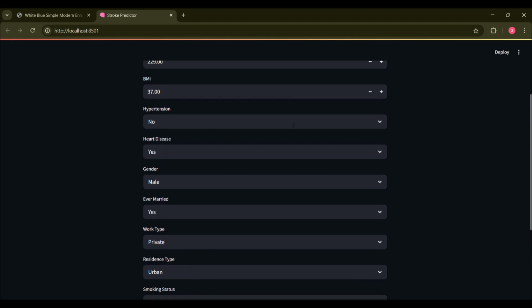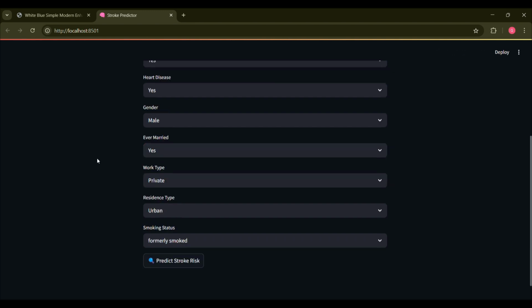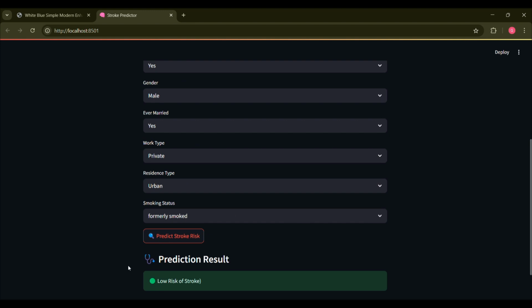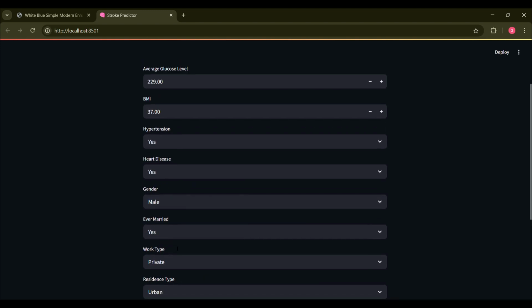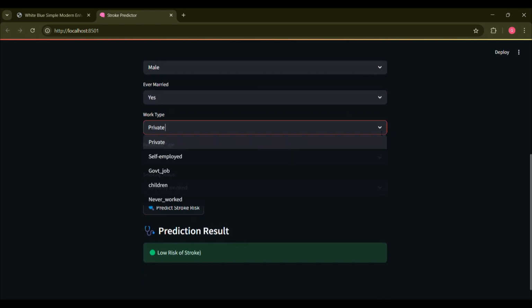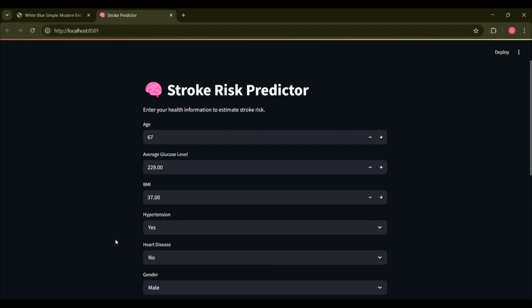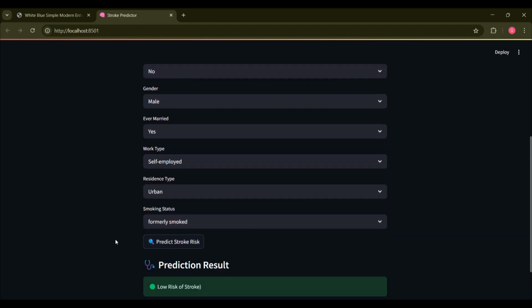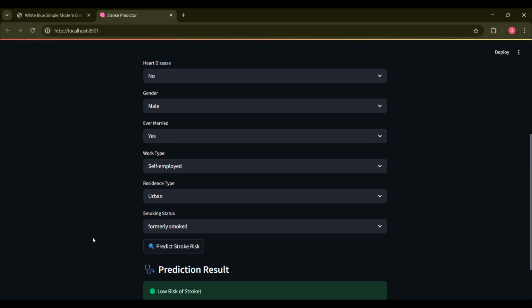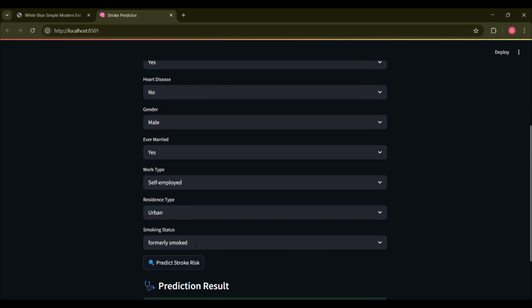So if we change the hypertension to yes and predict now, then it shows low risk of stroke. And if the heart disease is no, then also low risk of stroke. So you can see that as we change different scenarios, it shows low risk of stroke. There are mainly some factors on which it depends more.